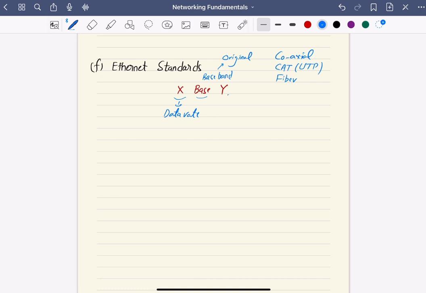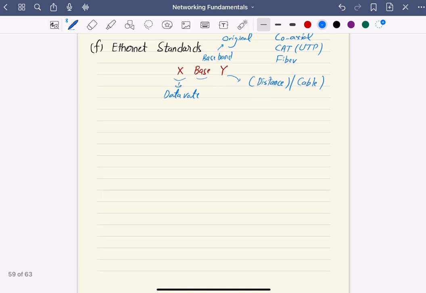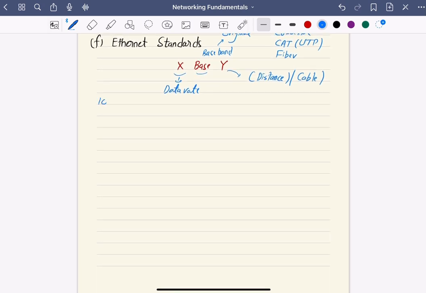While Y tells two things mainly. Sometimes we use distance, which I'm going to explain in a bit, or it can also be used with the description of the cable, which sort of cable or channel we are going to use. For example, there is a standard 10BASE-T. What does it mean? In Ethernet, we use three main standards. One is called standard Ethernet, then fast Ethernet, or gigabit Ethernet.